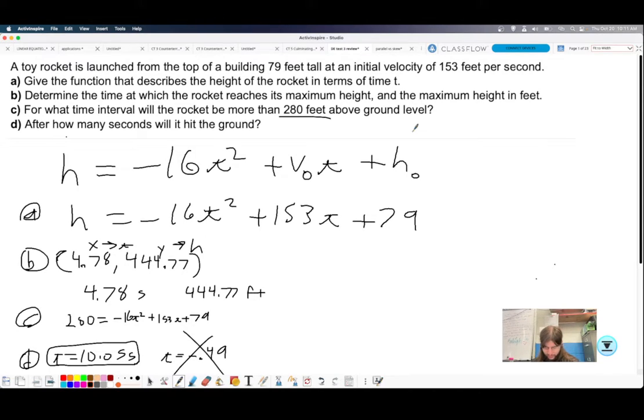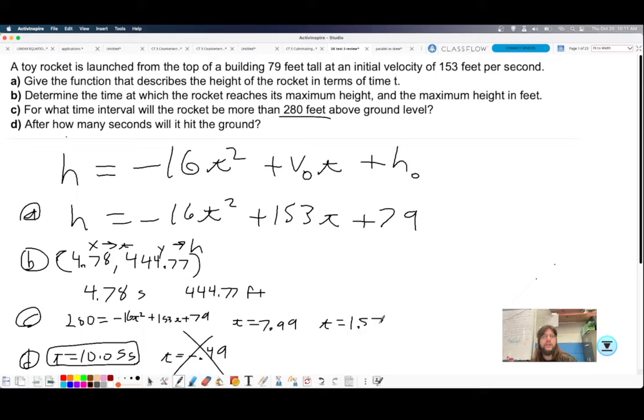So I'm going to do 79 minus 280. That's negative 201. I'm just going to shove that in the calculator. I get 7.99 and 1.57. It's both.